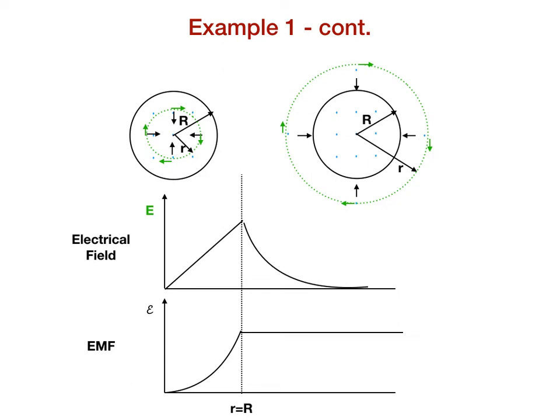So in the case the loop is outside the solenoid, the electromotive force is independent of the ring radius, and the electrical field is the EMF over the circumference, so it goes like 1 over r. In the second case, the EMF, which is the flux change rate, grows quadratically since it is the magnetic field density times the area of the loop. And the electrical field just grows linearly since it is the EMF over the circumference.